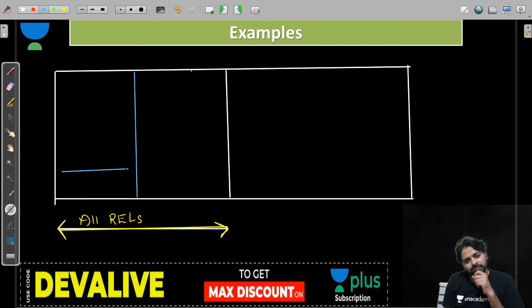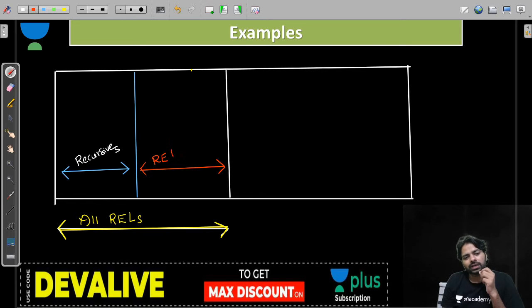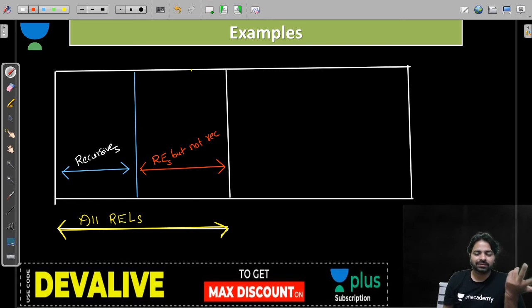From here to here, you know the name, that is decidable, that is recursive languages. Decidable languages means recursive languages. All recursives, and you know this name. From here to here, that is RE but not recursive languages. They are also REs, but they are not recursive languages.